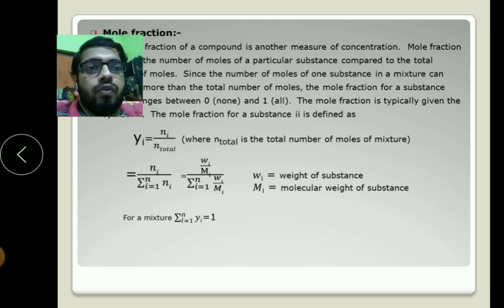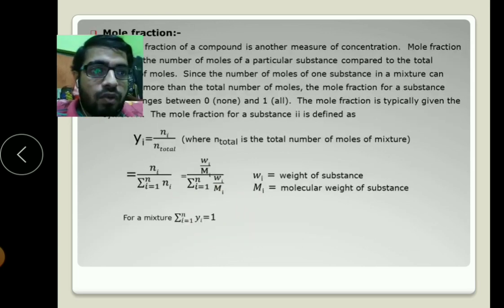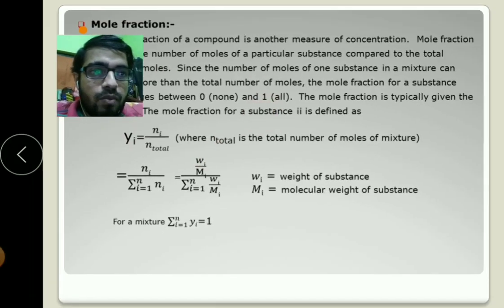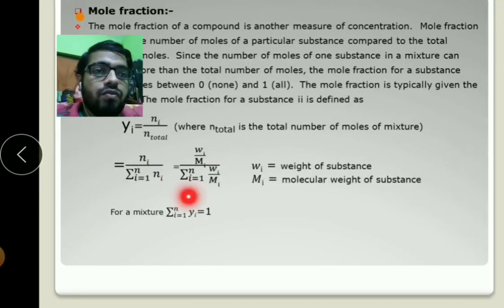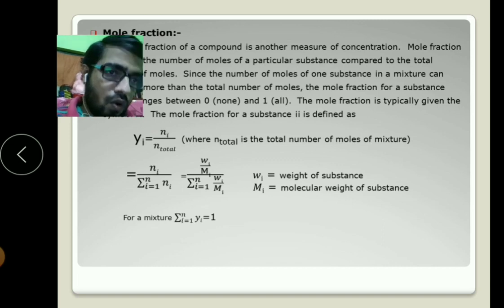We know mole fraction is moles of substance divided by total moles. What we studied here, number of moles equals weight by molecular weight. Here we have written the same thing, W by Mi. W is weight, Mi is the average molecular weight. So if we have the data, we can calculate it from this. For a mixture of different gases, if we take the summation of mole fractions, it will always equal 1.